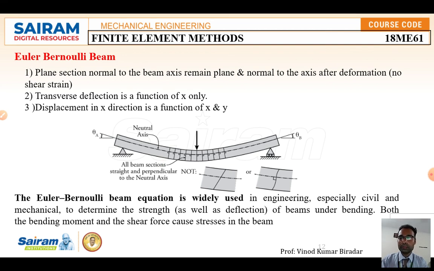The Euler-Bernoulli beam equation is widely used in engineering, especially civil and mechanical, to determine the strength or the deflection of a beam under bending moment. Both bending moment and shear force cause stresses in the beam element. So the main application of the Euler-Bernoulli beam theory is to calculate the stresses, that is, the strength present in a given beam in civil and mechanical problems. Just remember that the Euler-Bernoulli beam means that before and after bending, all beam sections remain straight and perpendicular to the neutral axis. So this is about the Euler-Bernoulli beam.